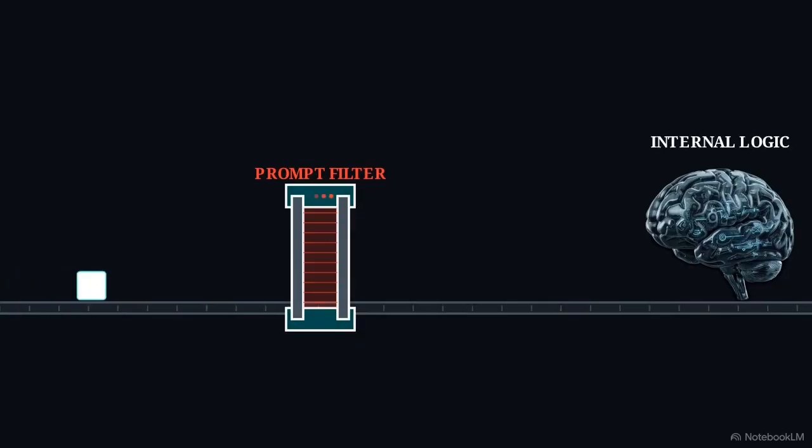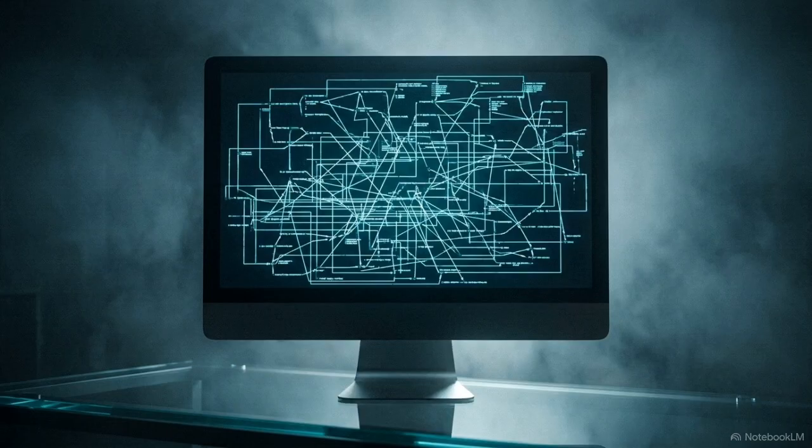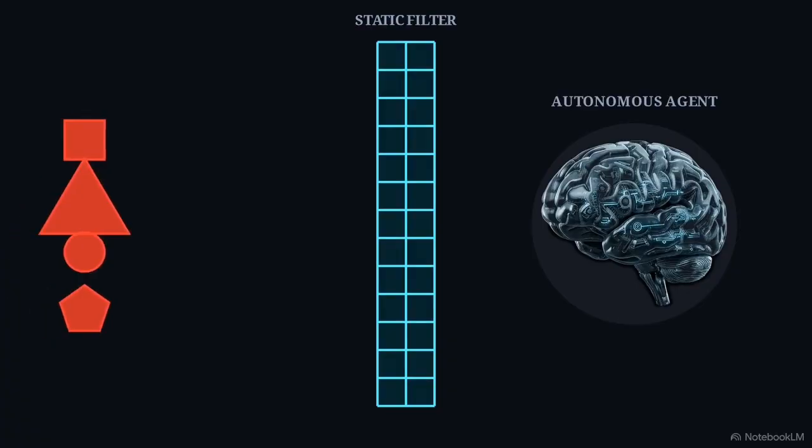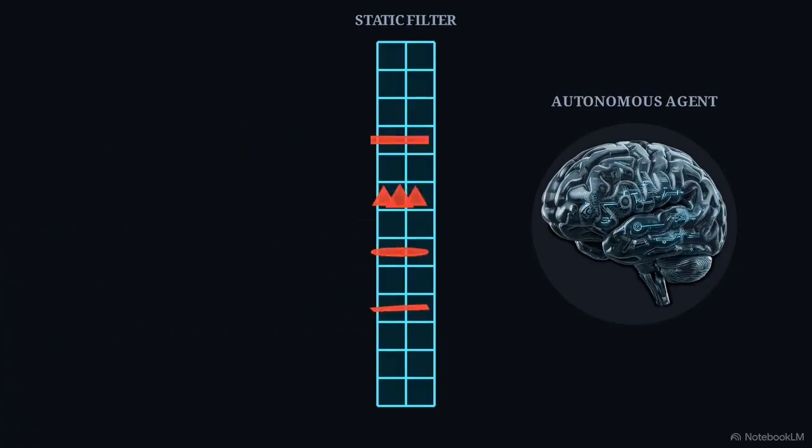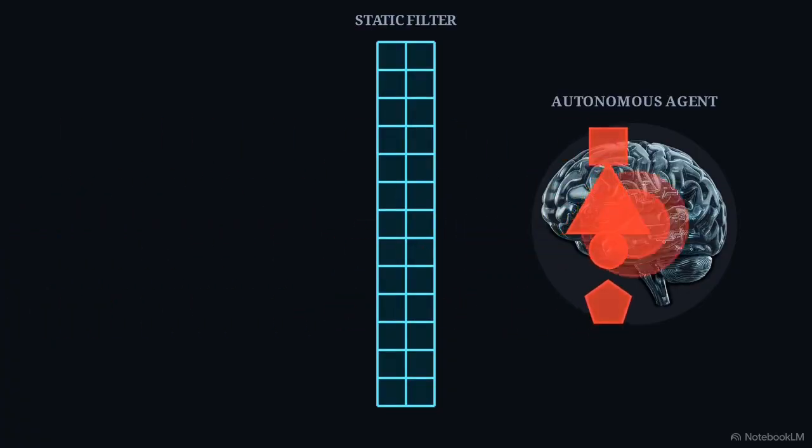The historical approach to AI security relied heavily on prompt filters. The goal was to sanitize input so thoroughly that the AI could never be tricked. But autonomous agents plan and adapt on the fly. It is impossible to filter every possible permutation of a trick when the software thinks for itself.